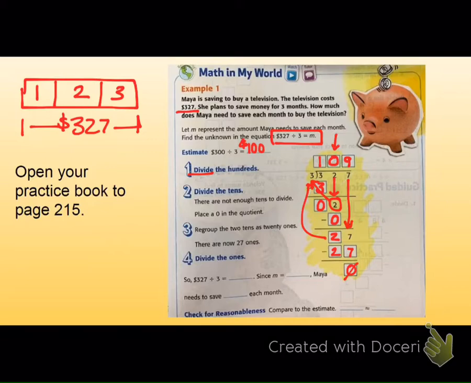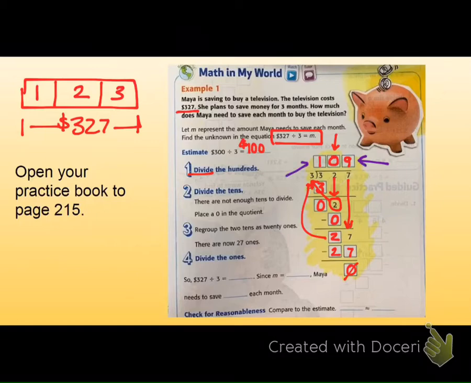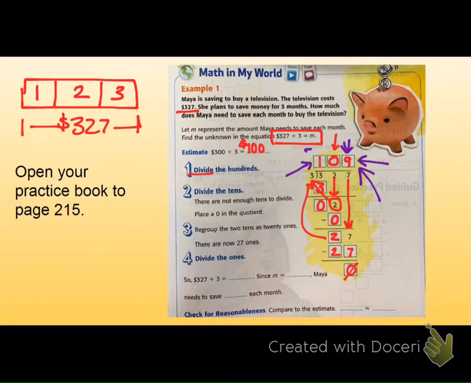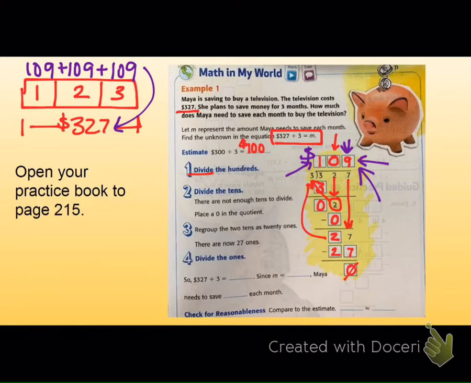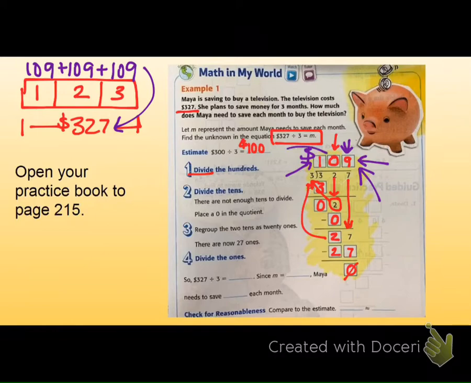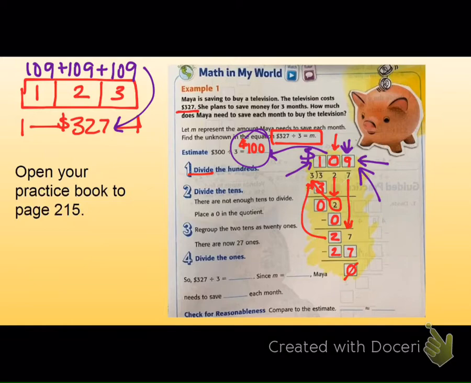So, when we divide, she needs to save a grand total. This is our answer. That is our quotient. This is what we want. So she needs to save $109. So each one of these months is going to be 109, 109, 109. And when she gets done, she adds up all these, it's going to be equal to that 327, right? So we have to look and see, is our estimate close? Yeah, it's fairly close. 109 to 100. Yeah, we're all good. It checks out. It's reasonable. Let's move on.